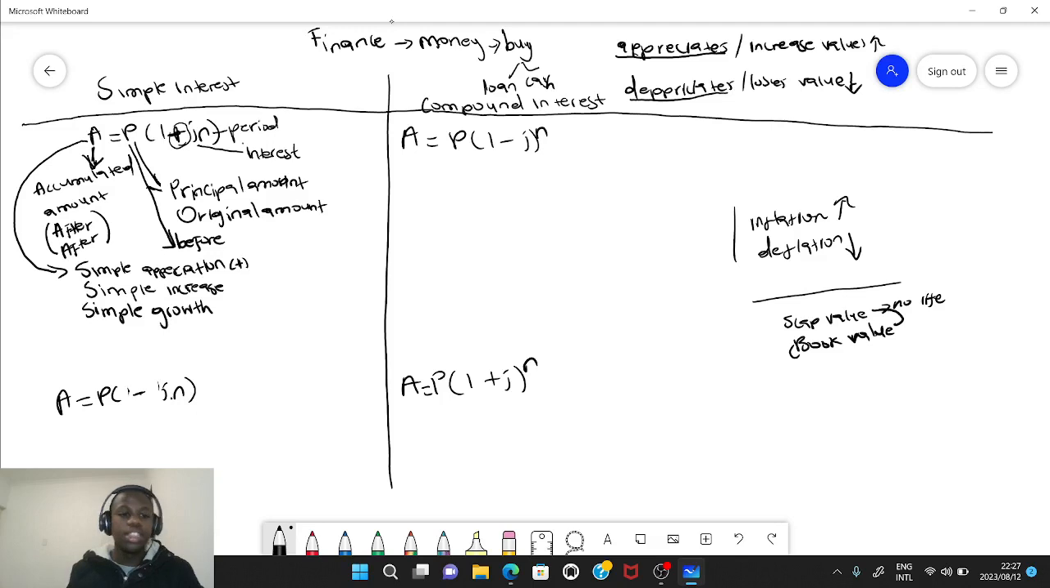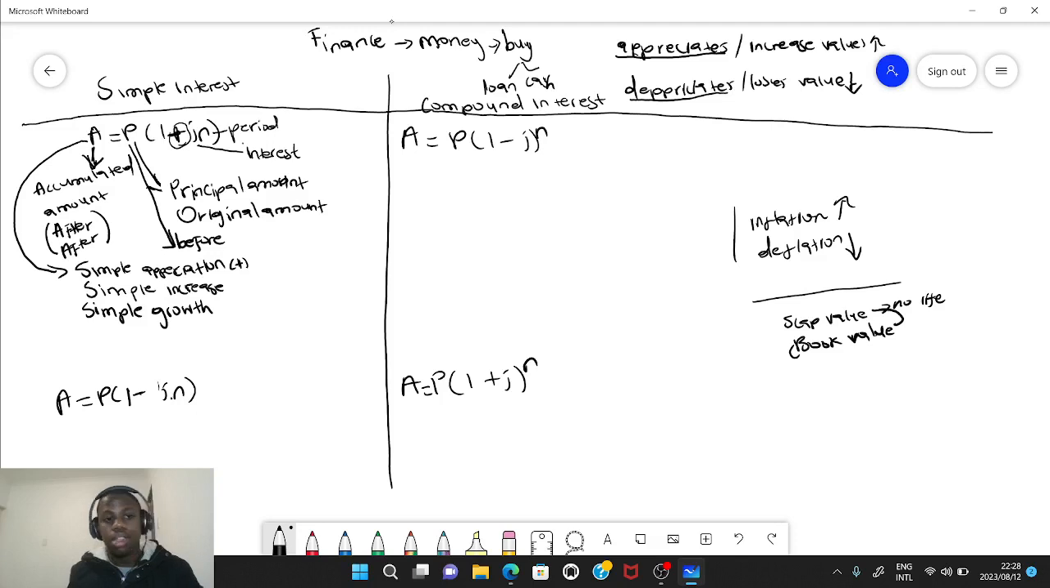And then the second equation, we are still under simple interest. The A, P, I, and N remain the same: the accumulated amount, the principal amount, the interest, the period. The only difference here is that we have a minus sign.